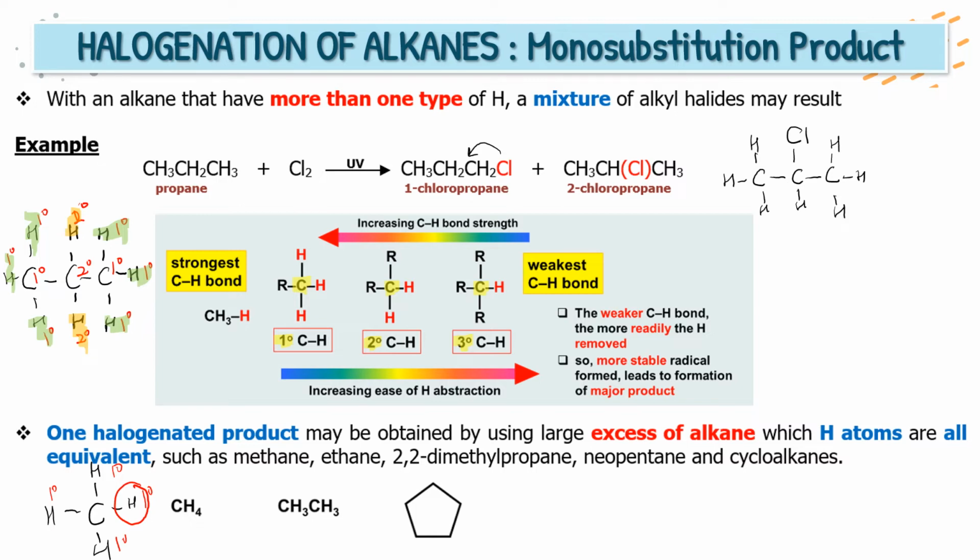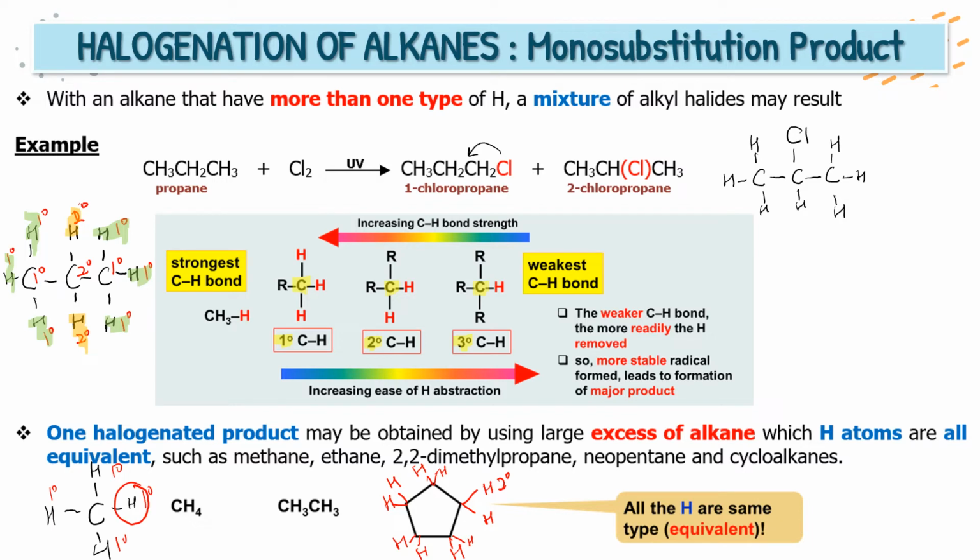Sama juga kalau saya ada cyclic structure dekat sini. All of the hydrogens are the same. Semua hydrogen dekat 5 carbon pada cyclopentane dekat sini adalah sama, yang mana kita ada secondary carbon. So, dia akan substitute sekali sahaja, in limited time of reaction dan kita akan dapat satu sahaja produk. Kenapa tadi? Sebab all the hydrogens are the same type, equivalent.